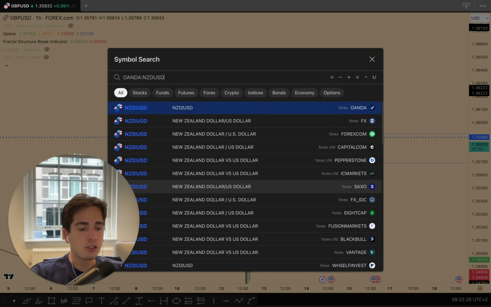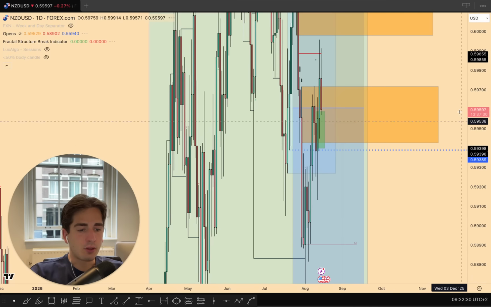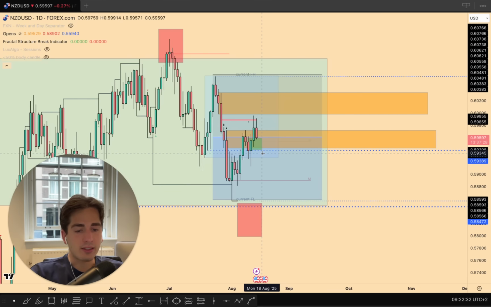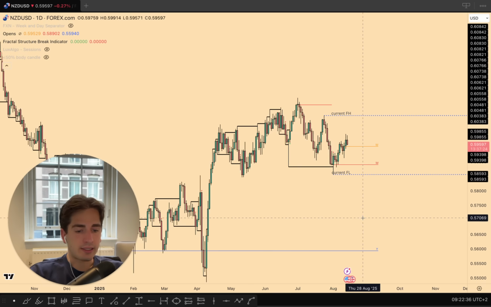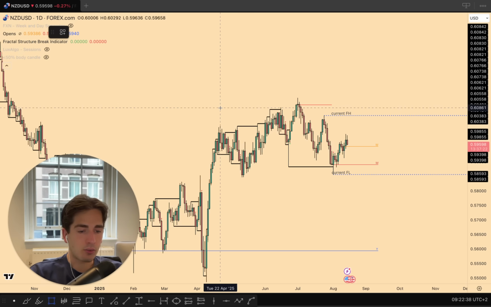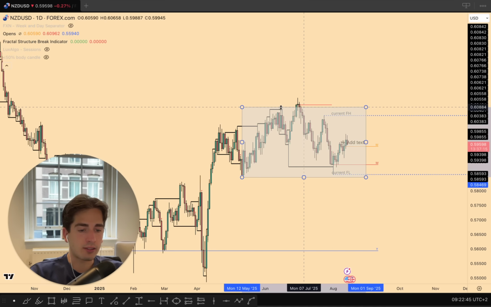Going into NZDUSD, we can also see that this is very similar to AUDUSD. AUDUSD is, however, a little bit cleaner in the sense that it has better fractal structure. And why that is, I'm going to explain in a second. All you pretty much need to understand is that we are currently consolidating within an overall range. Okay, so this here is the range low, and then this here is the range high.